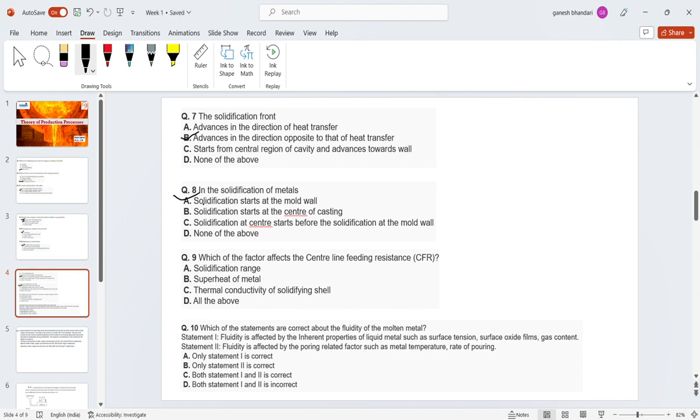Now if we move to question number 9. Yeah, if you have any doubt. So okay, which of the following... cavity means like some foreign particle which is not melted. Are you trying to say that?